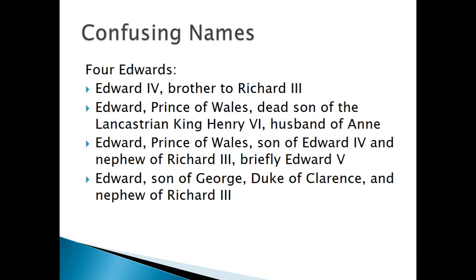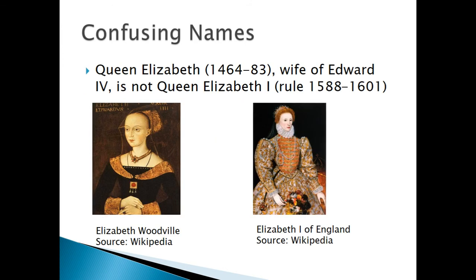Edward IV, brother to Richard III, who is king when the play starts. Edward, Prince of Wales, who's the dead son of the Lancastrian king, Henry VI, and husband of Anne. Edward, Prince of Wales, the son of Edward IV and nephew of Richard III, who briefly becomes Edward V. And there's an Edward, son of George, Duke of Clarence, and nephew of Richard III, who's mentioned but doesn't appear in the play. Phew! There are also a few Elizabeths to think of.